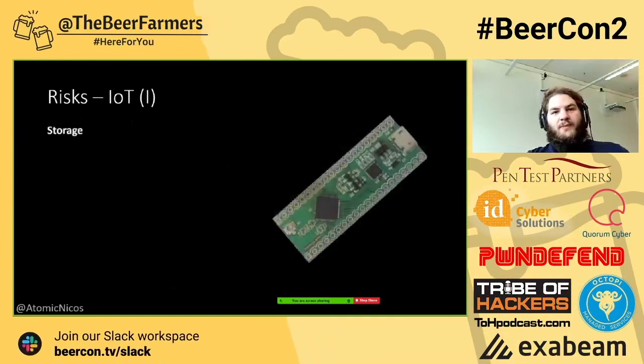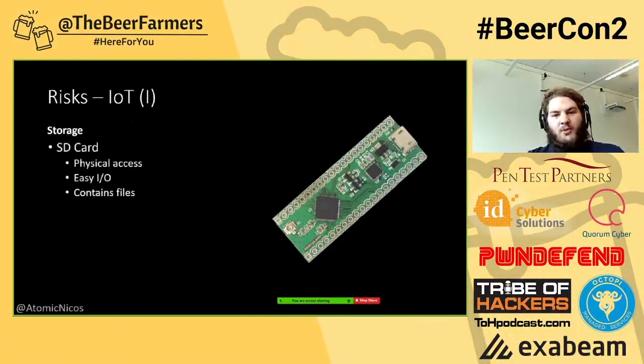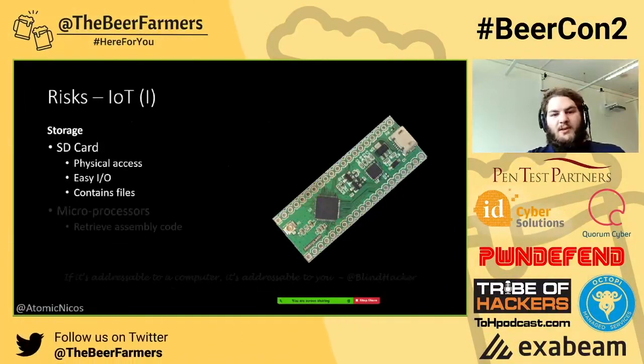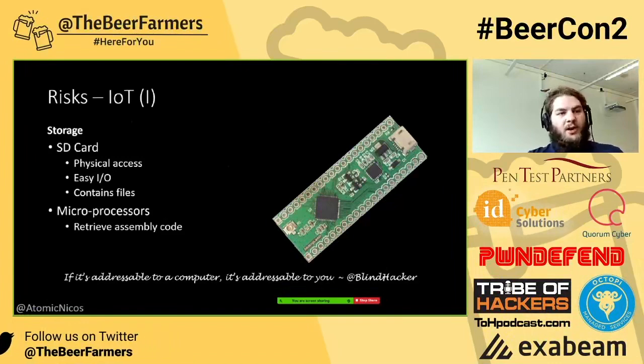Let's talk about storage. SD cards are vulnerable to physical access. They have an easy I/O. Most computers have an SD port or some adapter that allows that. And they contain possibly juicy files like SSH files, which probably shouldn't be stored on such a device. Microprocessors themselves, well, you can get the bytecode off the microprocessor and then find all the static values within, or also just reverse engineer the code.